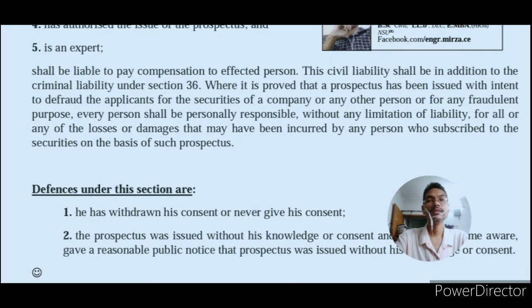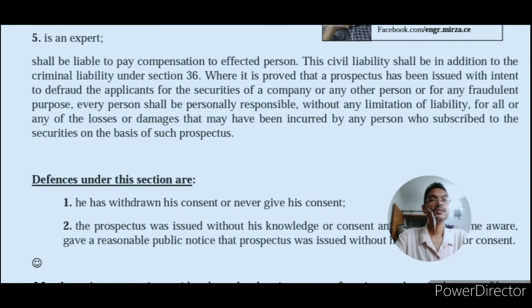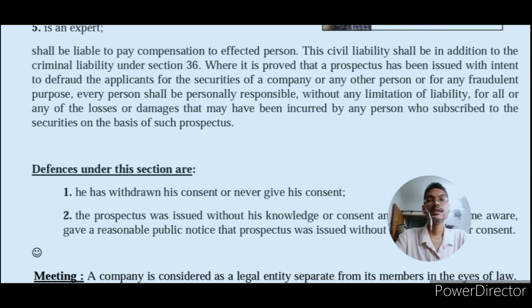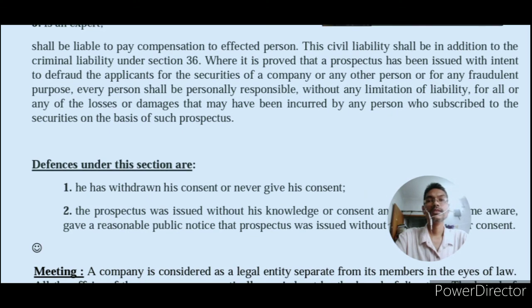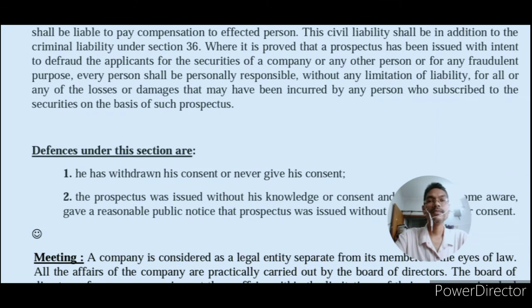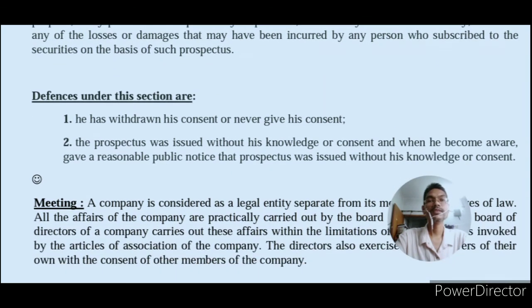every person shall be personally responsible without any limitation of liability for all the losses or damages that may have been incurred by a person who subscribed to the securities on the basis of which prospectus.